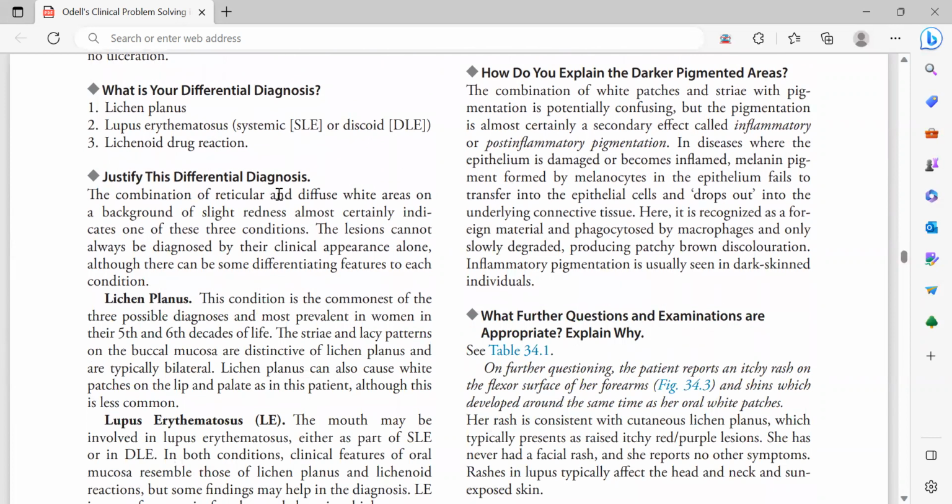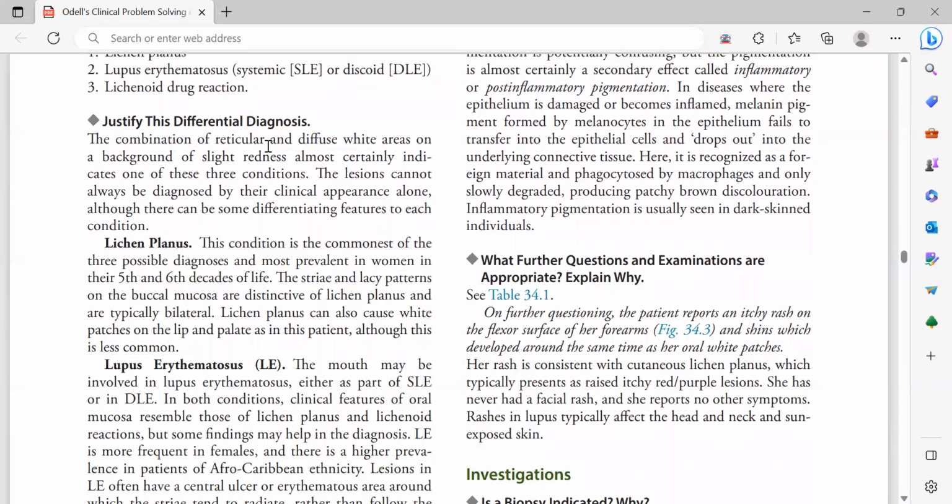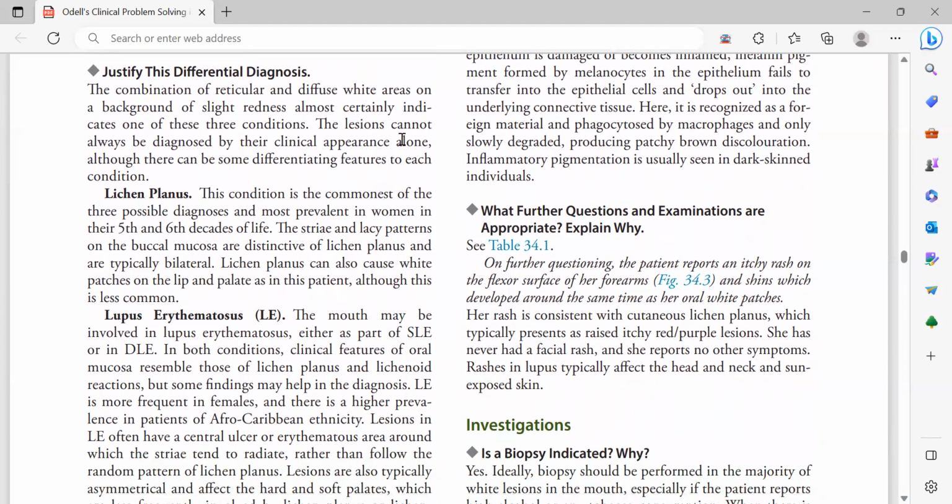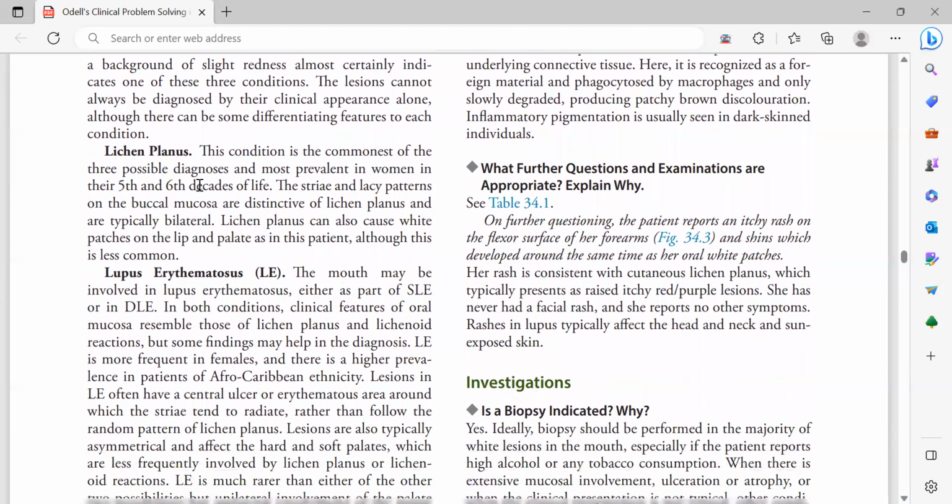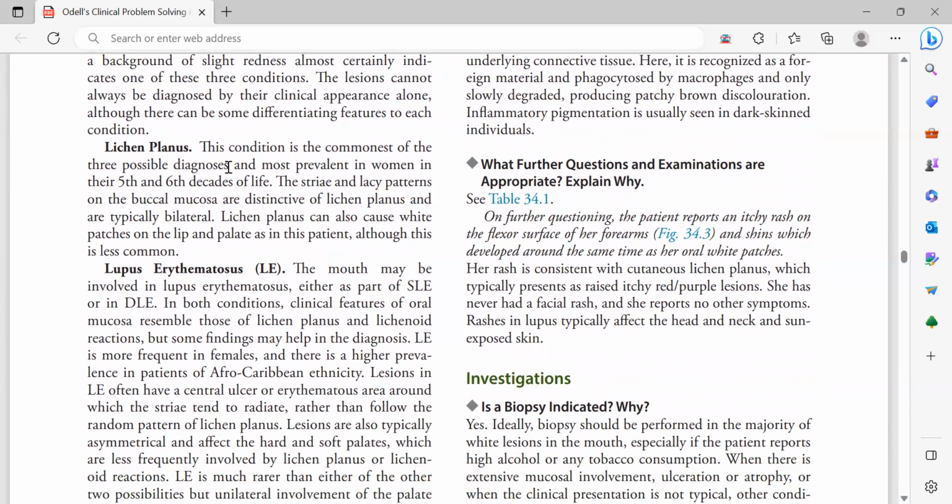Then justify your differential diagnosis. The combination of reticular and diffuse white areas on a background of slight redness almost certainly indicates one of these three conditions. The lesions cannot always be diagnosed by their clinical appearance alone, although there can be some differentiating features to each condition. First one is lichen planus.